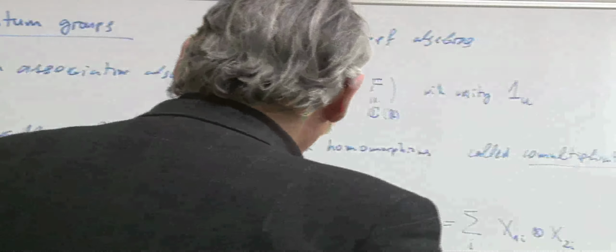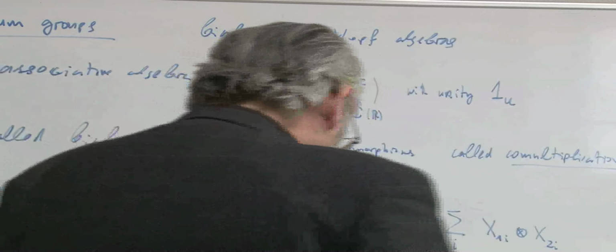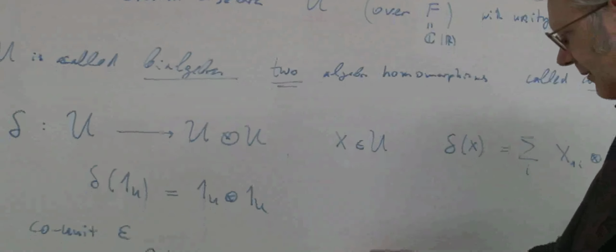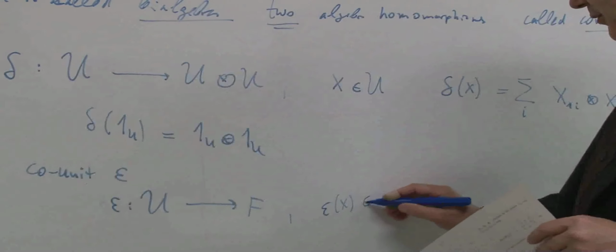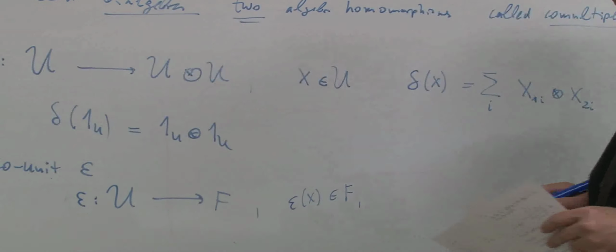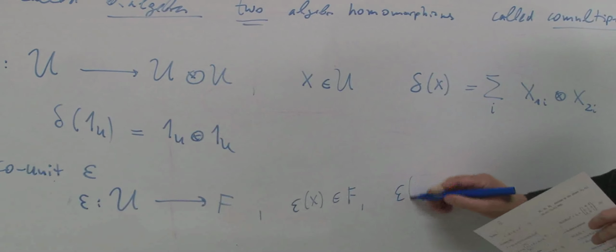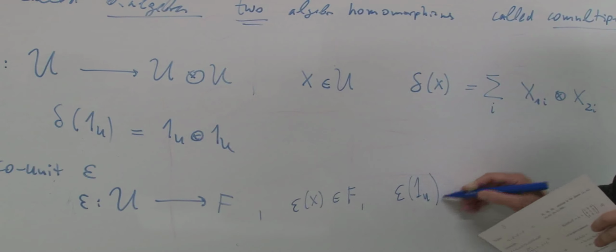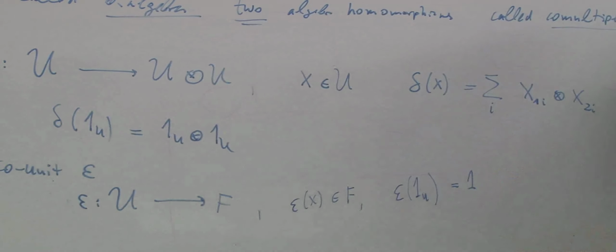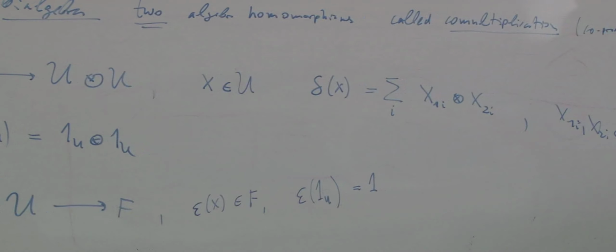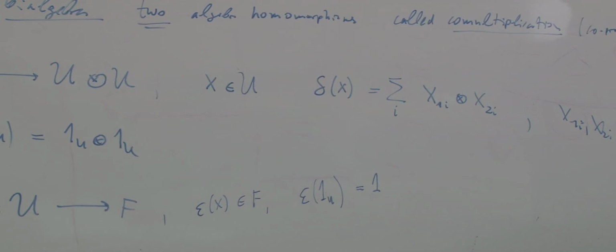So this is from the algebra to the tensor product, and this is from the algebra to the numbers. Okay, so it's clear what it means. That means that epsilon of x will just belong to F. It will be just a number. And then a special requirement, again related to the unit, is that epsilon of the unit element is the number 1. This is of course a convention, but we have to make some normalization.